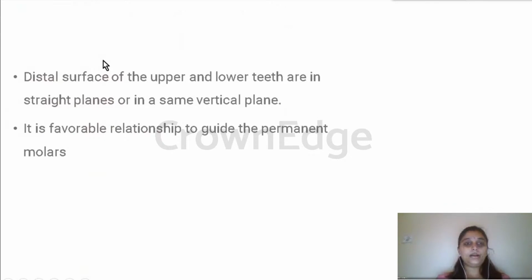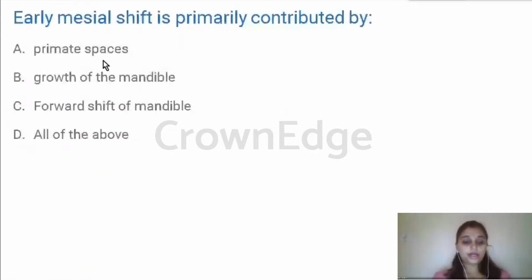Early mesial shift is primarily contributed by. The question is very clear. It is primarily contributed by. Can you tell me the answers? Primarily contributed by. Early mesial shift is primarily contributed by the primate species.